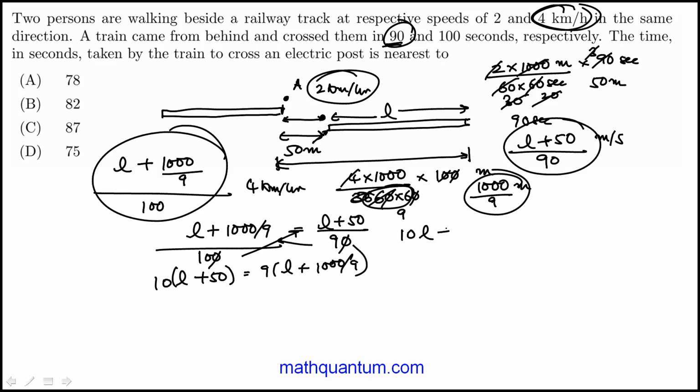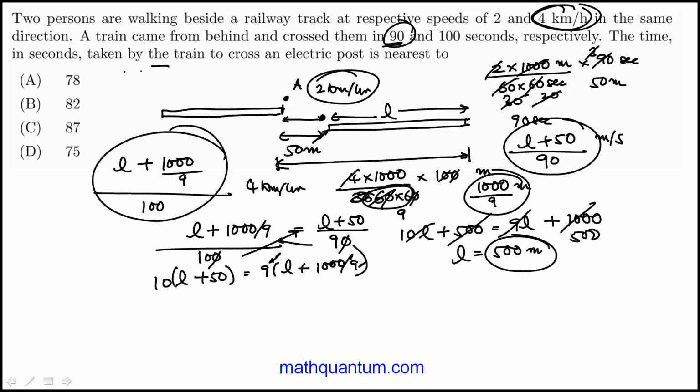So that becomes 10L plus 500 equals 9L plus 1,000, because that 9 and 9 conveniently cancel out. So L is 500. The length of the train is 500 meters.